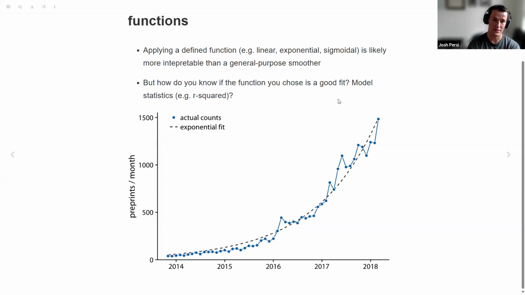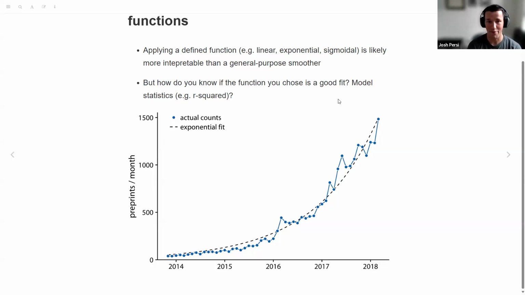So he is a fan of this, and I am too, just for explainability. Like I couldn't explain how a Loess smoother exactly got its curved line, but I could probably explain to a stakeholder how we got an exponential function. I think that I agree with the author. Using a defined function is great.